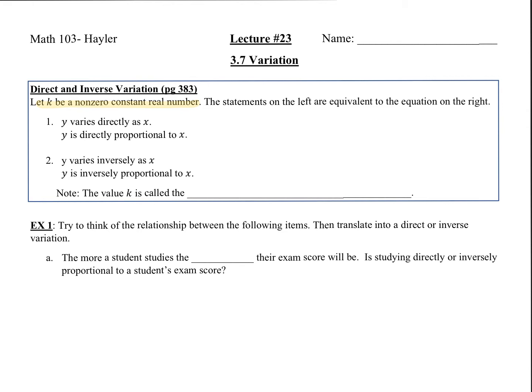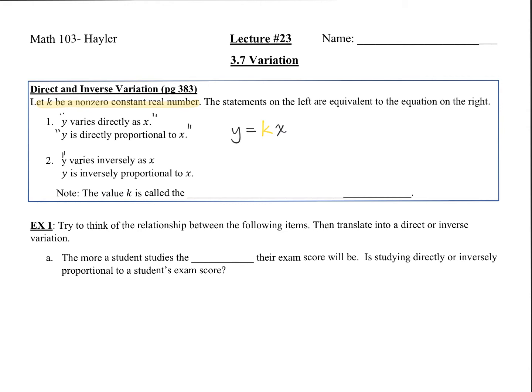So we have two options. They basically mean the same thing. Y varies directly as x, or we could also say y is directly proportional to x. And how would we write this? Well, we would write y equals, and then here's where our constant of variation comes in, k. That's what we would write. And remember that constant k.